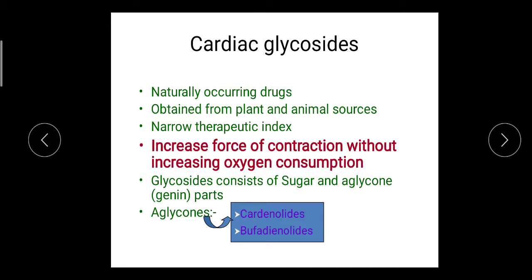increasing the force of contraction. A glycoside has a structure with two parts, the sugar part and the aglycone part. Aglycone is also called genin. Two types of aglycone parts are present in cardiac glycosides: cardenolides and bufadienolides.